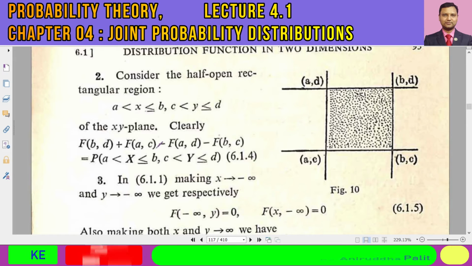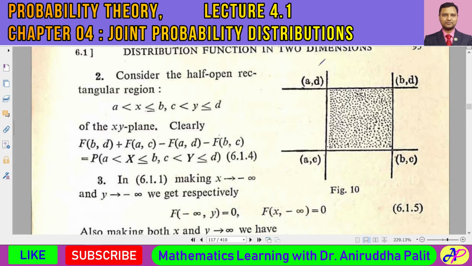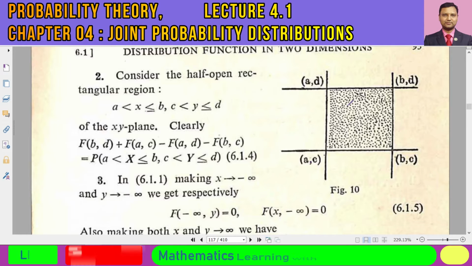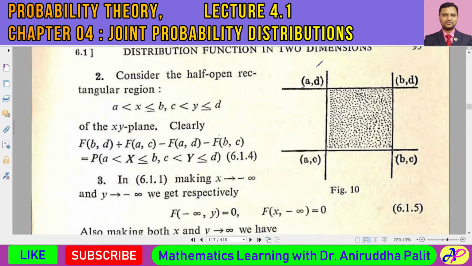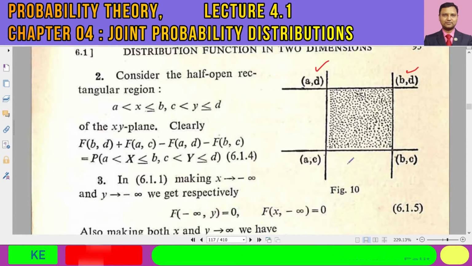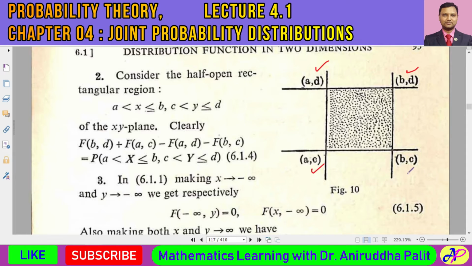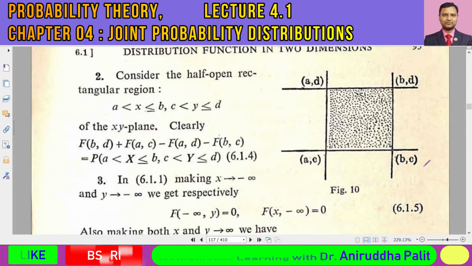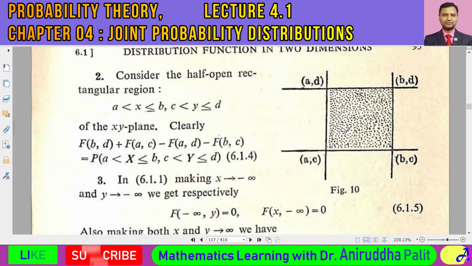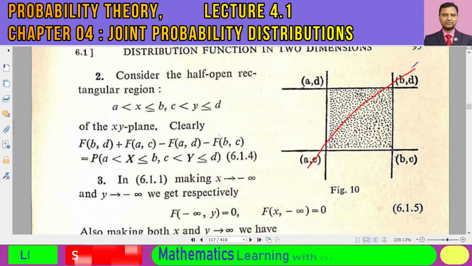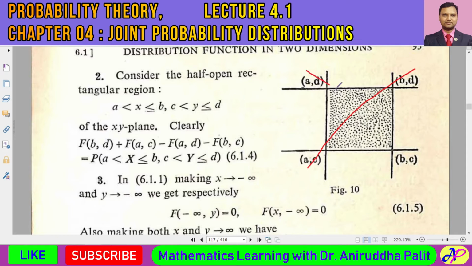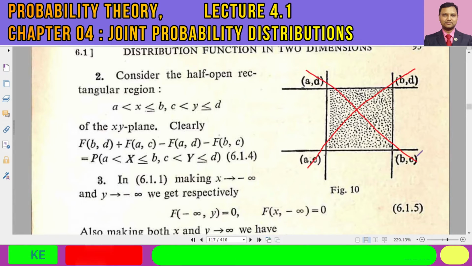Now, how to remember this expression? You see, F of b comma d, this is the point b comma d, plus F of a comma c. If you consider this kind of matrix where these are the elements, this is one element, this is the second element, this is the third element, and this is the fourth element. In this matrix, this is actually the cross diagonal, and these are the main diagonal elements.